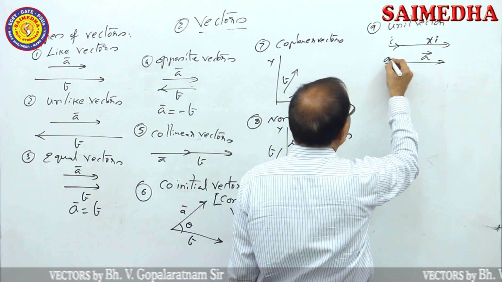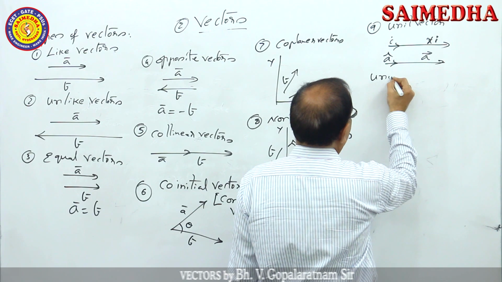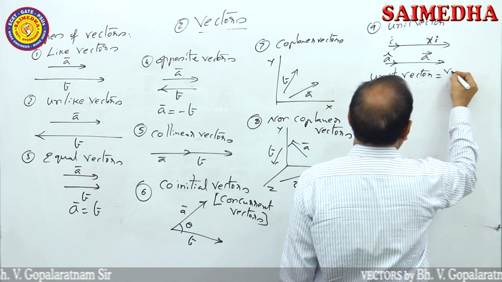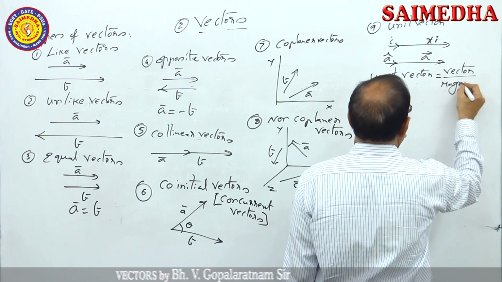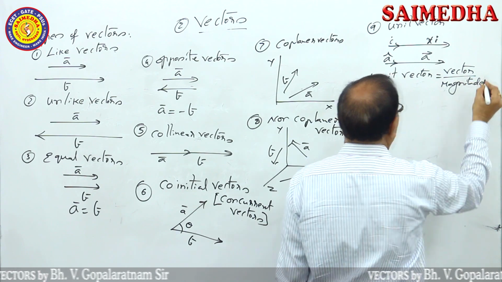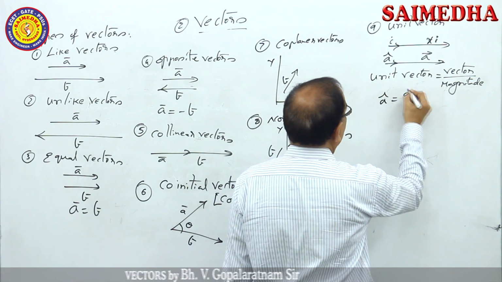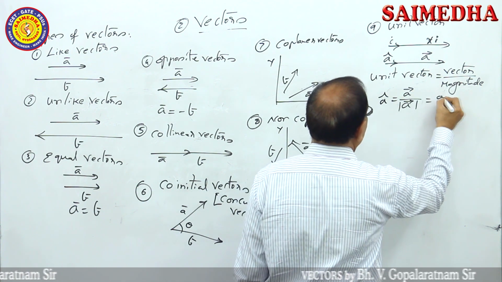For this, the unit vector is a cap. So the unit vector formula is vector by magnitude. A cap is equal to a bar by a bar modulus, that is equal to a bar by a.